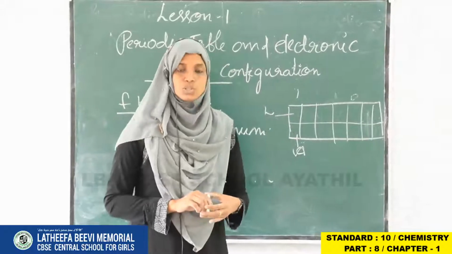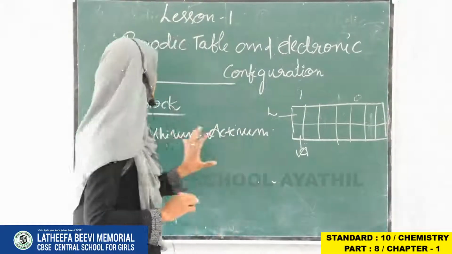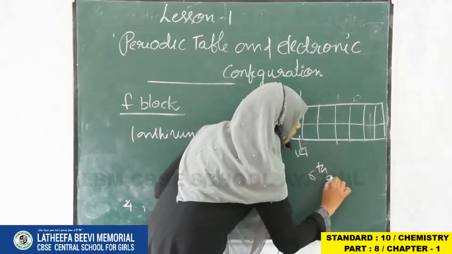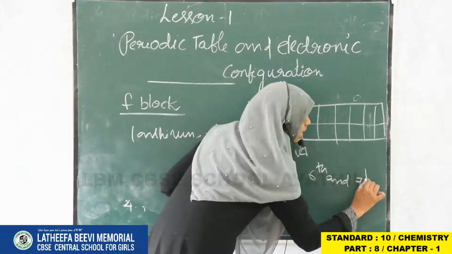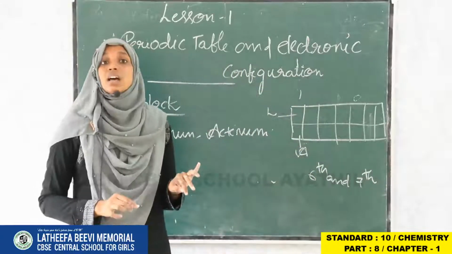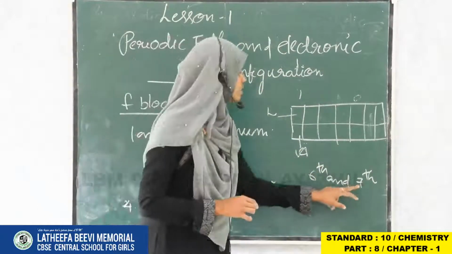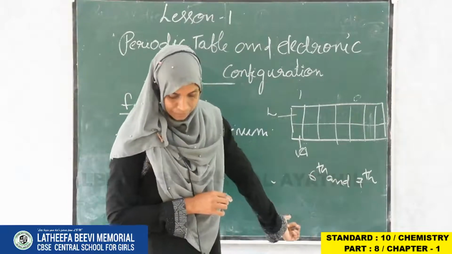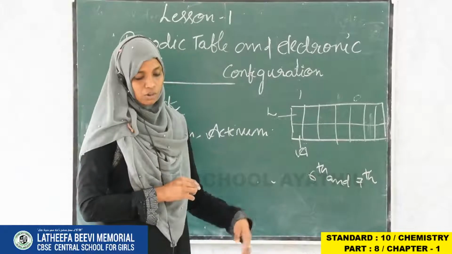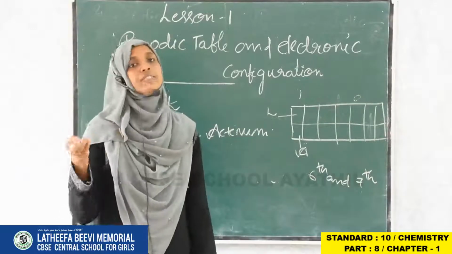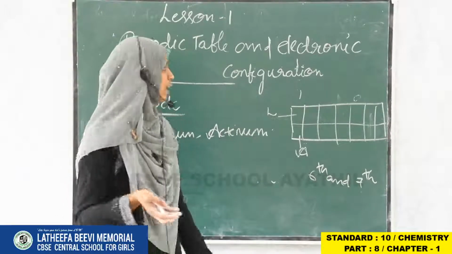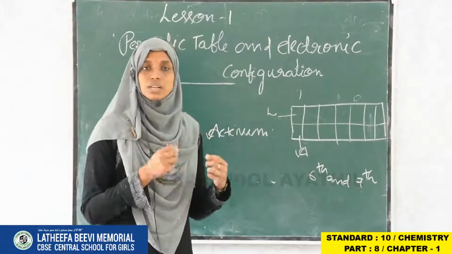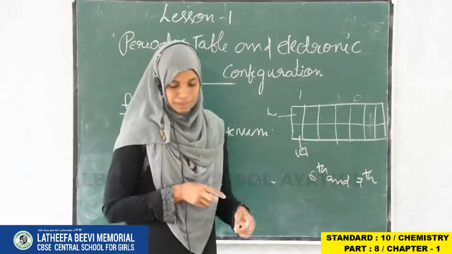These elements belong to the 6th and 7th period. Which period does it belong to? The F block elements belong to the 6th and 7th period. On examining the subshell electronic configuration, you can find that the last electron is filled in the F subshell.